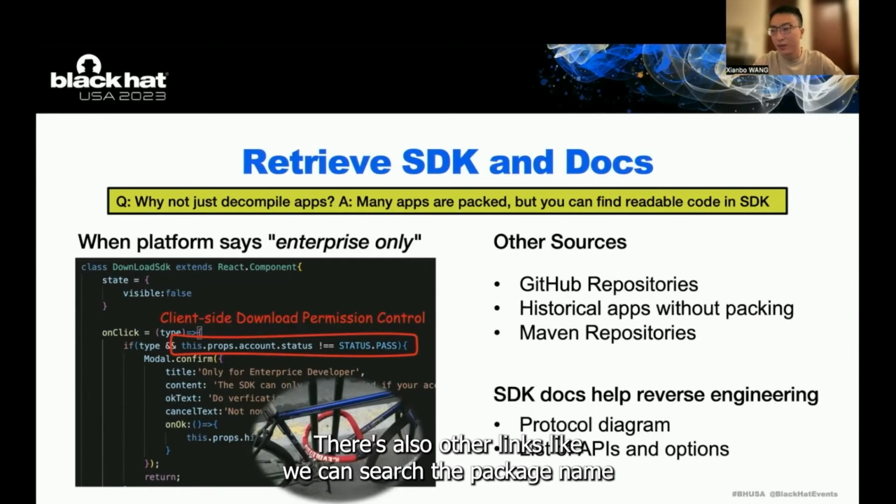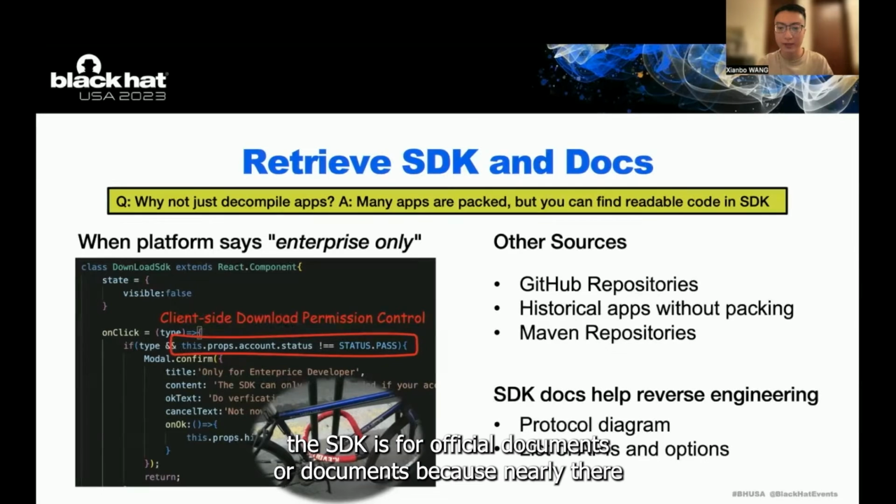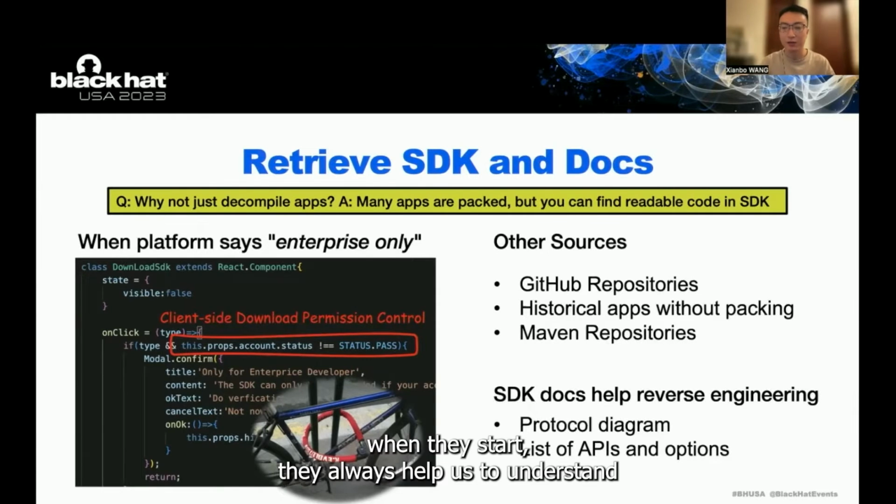There are also other means, like we can search the package name in GitHub, and maybe some developer uploaded their app source code with that particular SDK. And also we can look at the outdated version of the app, which has no packing, so we can extract the SDK out. And also it would be very helpful if we can read the SDK's official developer documents, because usually their logic diagrams and lists of APIs help us to understand the SDK code when we do the reverse engineering.